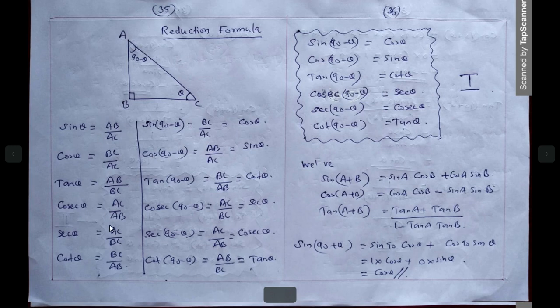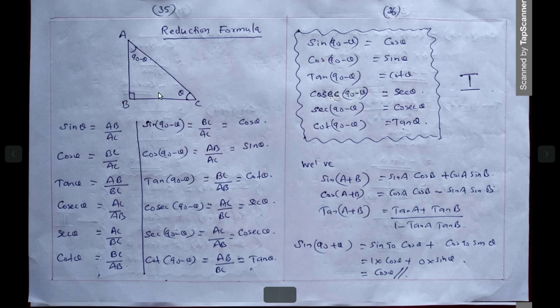Similarly cos, tan, cosec, etc. We all know these six results. Then what about sin(90 − θ)? Its opposite side is BC, hypotenuse is AC. So BC by AC. From here, BC by AC is cos θ. So sin(90 − θ) is equal to cos θ. Similarly, what is cos(90 − θ)? Cos(90 − θ) is adjacent side AB over hypotenuse AC, that is AB by AC. From here, AB by AC is equal to sin θ, right? So cos(90 − θ) is equal to sin θ.